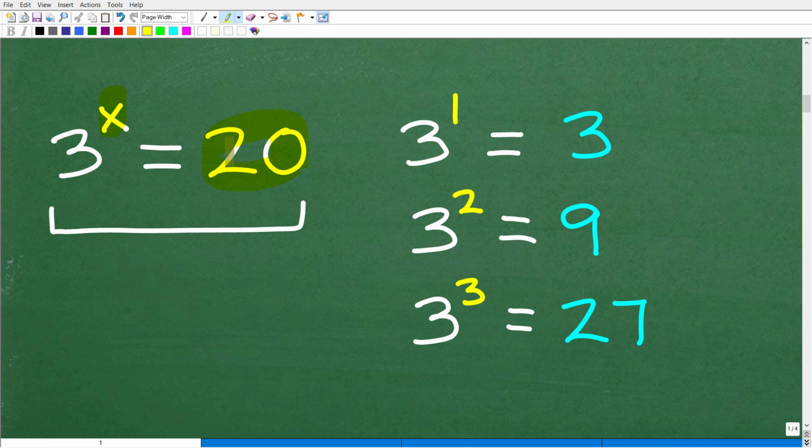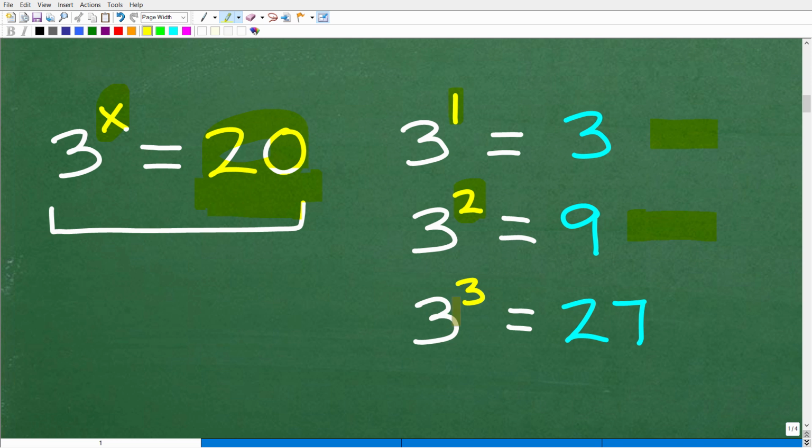Well, let's just start running some numbers. So 3 to the first power, well, that's 3. That's certainly not 20, so we're going to have to increase our power here. So we'll bump it up to 2. Now 3 to the second power is 3 times 3. That's 9. Okay, well, that's better than 3. It's getting closer to 20, but we need to keep going.